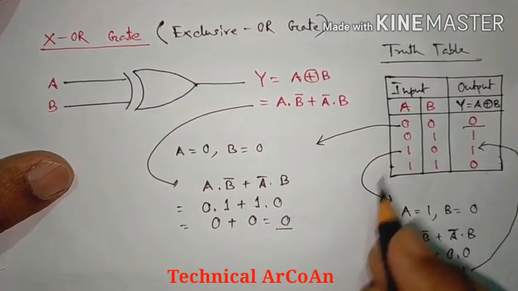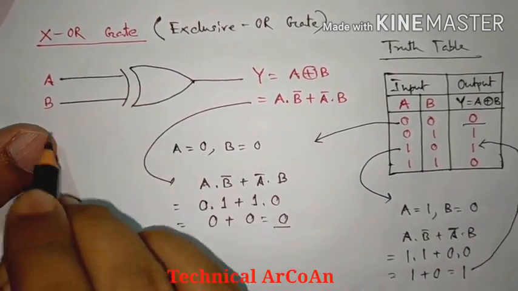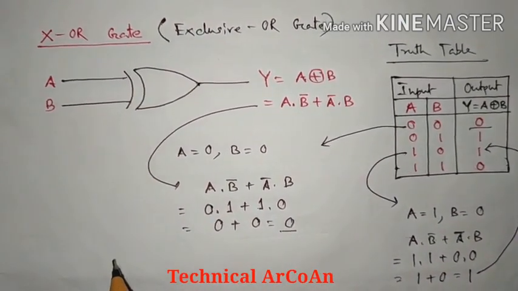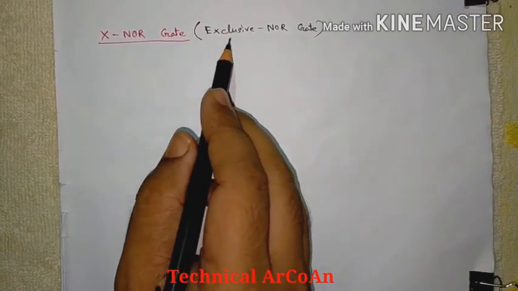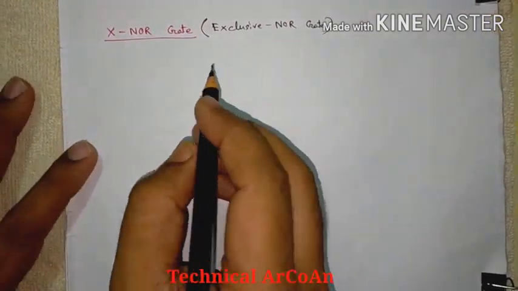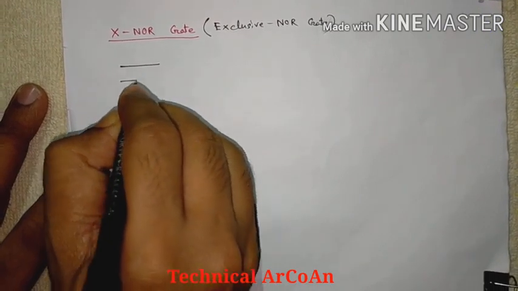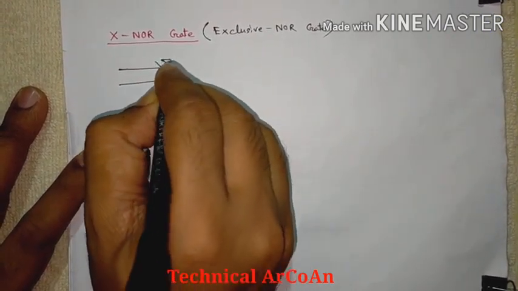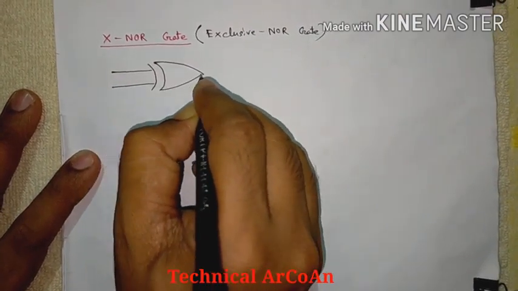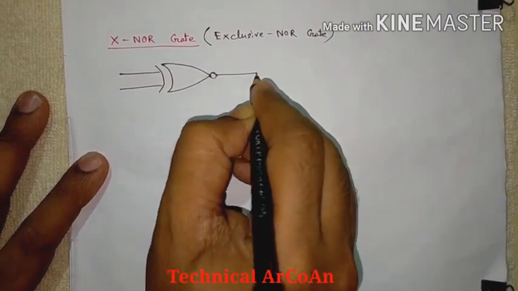I hope you understand this operation. And this is the block diagram of the XOR gate. Now we describe the XNOR gate. It's also known as exclusive NOR gate. So we go for the block diagram first. Its block diagram will be like that. It's somewhat similar to your XOR, but an extra NOT symbol is provided.